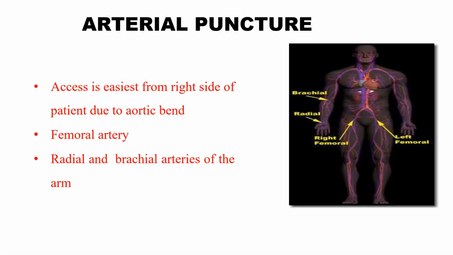Arterial puncture. Access is easiest from the right side of the patient due to the aortic bend. The puncture is generally done via the femoral artery. Alternative sites include the radial and brachial arteries of both arms.